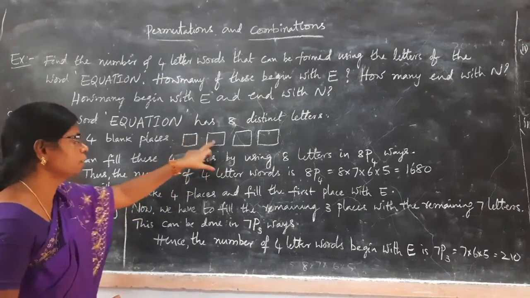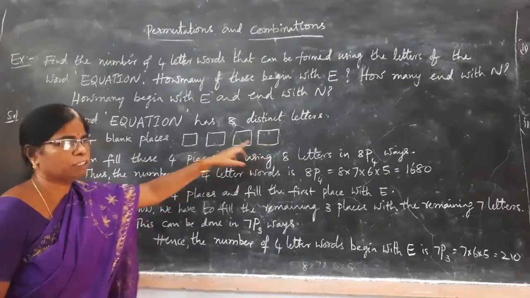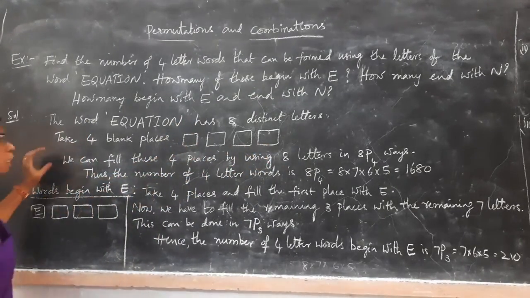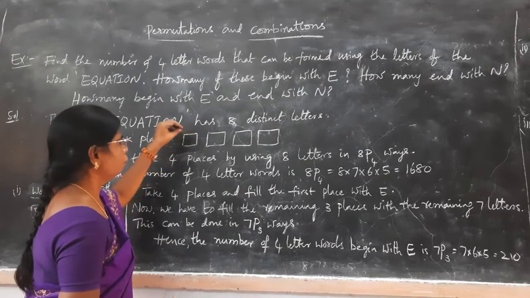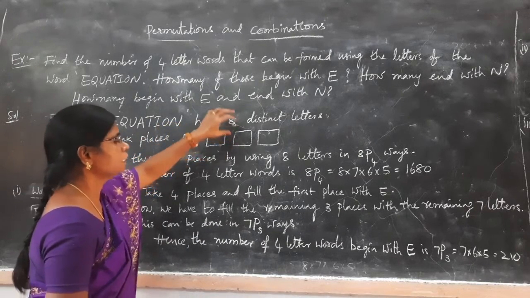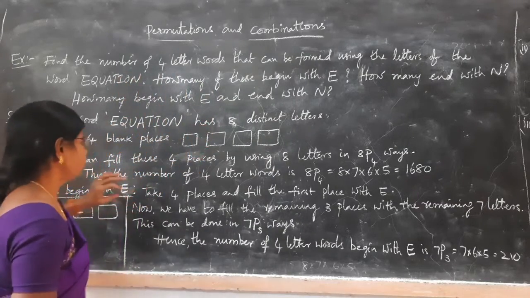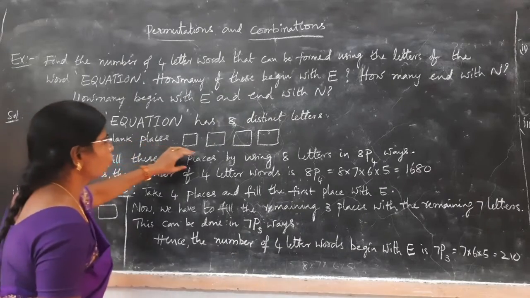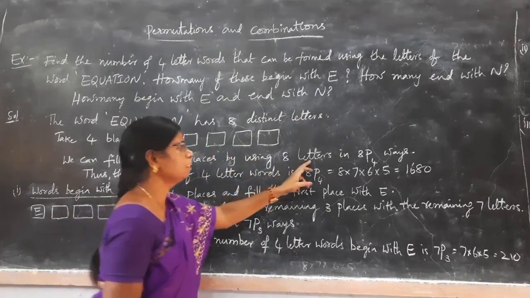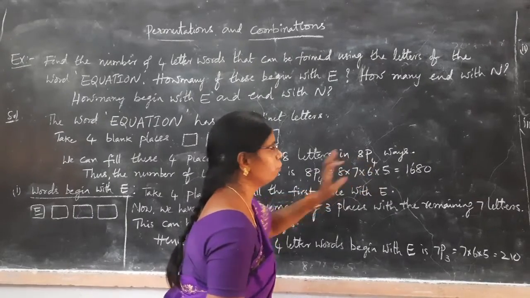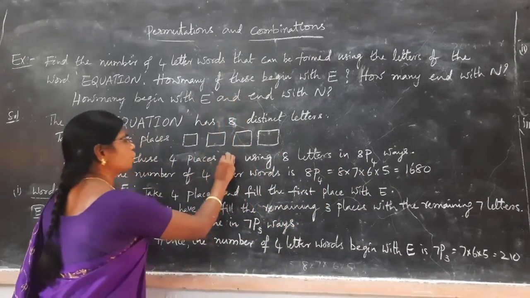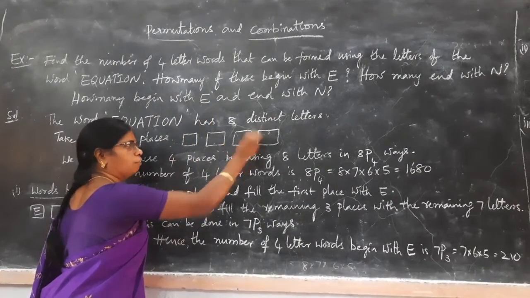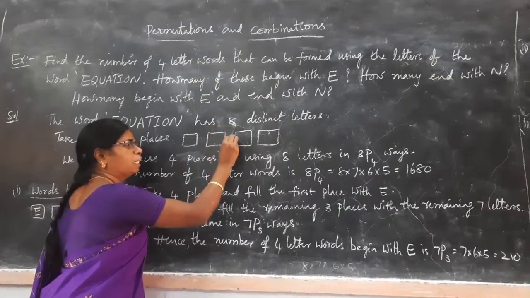That's why first place, second place, third place, fourth place. In this way I have taken 4 blank places. So now what to do? We have to fill the 4 letters here using these 8 distinct letters. So here see, we can fill these 4 places by using 8 letters in 8p4 ways. Taking 4 from 8 letters and arranging them in 4 places. So this can be done in 8p4 ways.